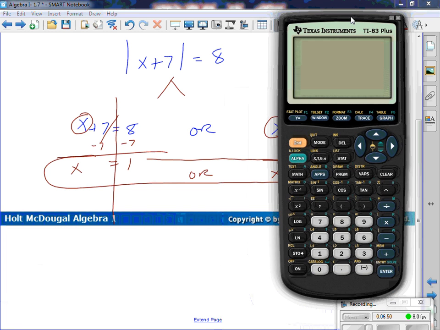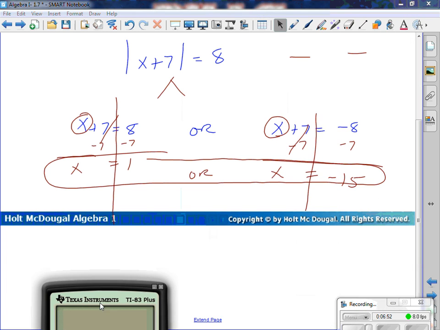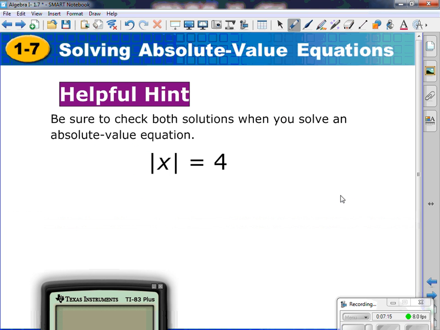Just to show you, if I put in 1, I don't even need a calculator for this. What's 1 plus 7? 8. The absolute value of 8 is 8. So I know I'm correct. Negative 15 plus 7 is negative 8. The absolute value of negative 8 is 8. You're good. We've got to make sure that we're checking, just to make sure of what I did.